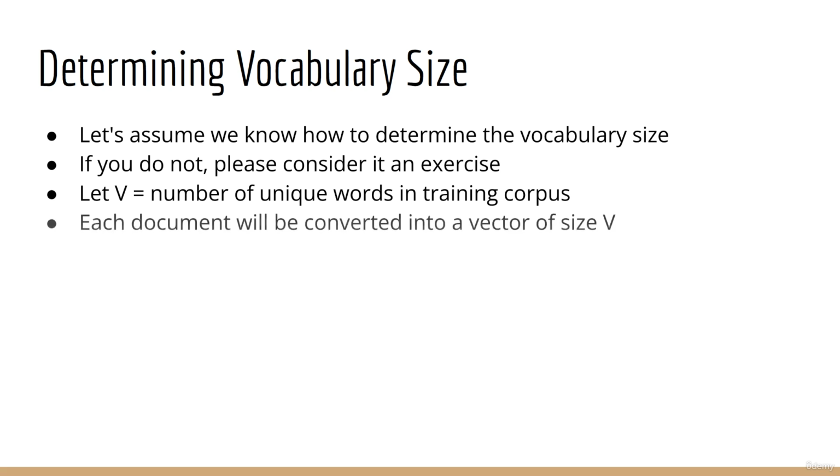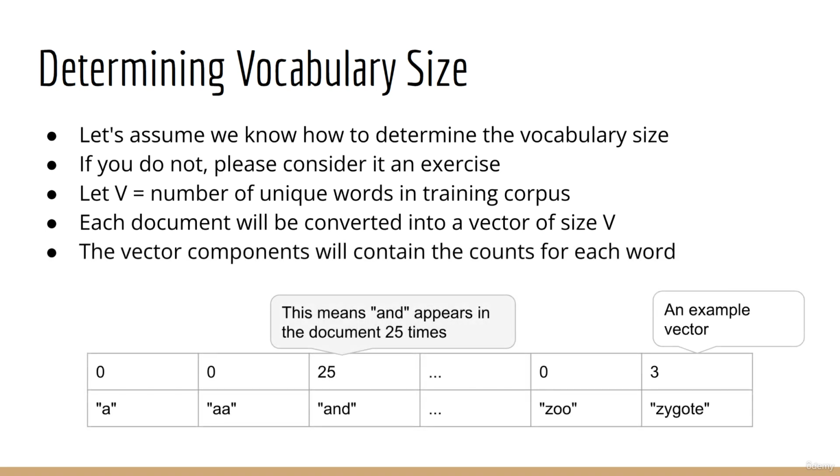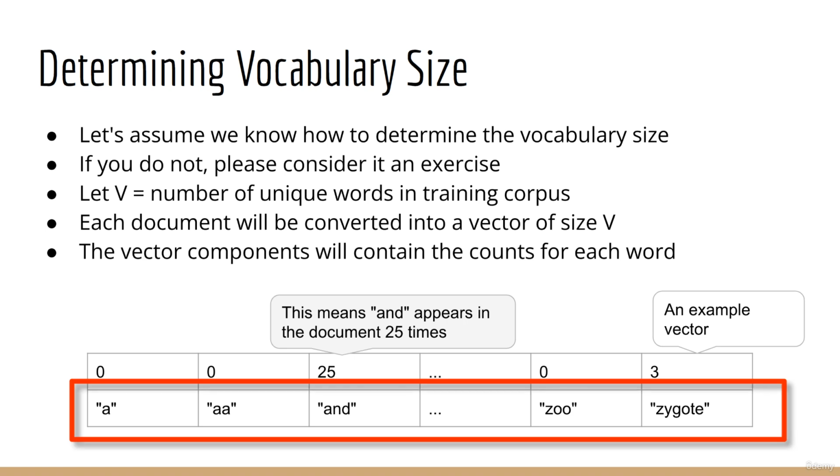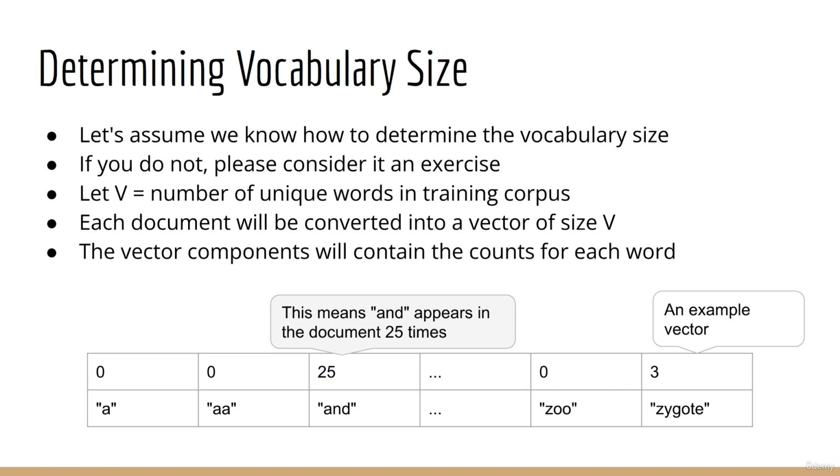Okay, now the next thing to do is, for each document in our text corpus, we're going to create a vector of size V. Inside this vector, we are going to count the number of times each word appears in the document. Of course, this also means that we've assigned each position in the vector to correspond with a unique word. So for example, the first position will contain the count for the word A, the second position will contain the count for the word AA, and so forth, all the way up to the word zygote, which we will assume is the last word in our corpus if we sort alphabetically. Note that the words need not go in alphabetical order, but for the purpose of this lecture, we'll just assume that they do for simplicity.